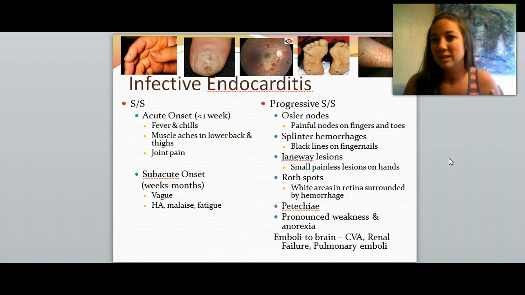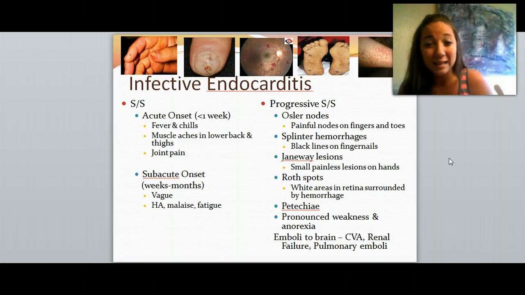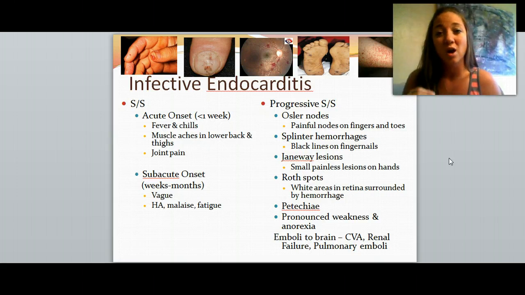But then later on, as it keeps progressing, we can have subacute onset, which means within weeks and months. A lot of times the symptoms become more vague and really strange. They end up having severe headaches. They feel really fatigued and they don't feel well, right? And that's what they'll tell you. I just don't feel right. I don't know what is wrong with me. And as it progresses, you start noticing the more hallmark and specific signs and symptoms, okay?